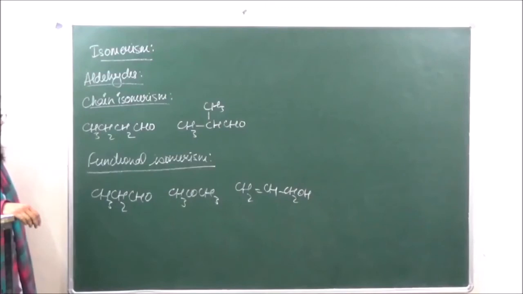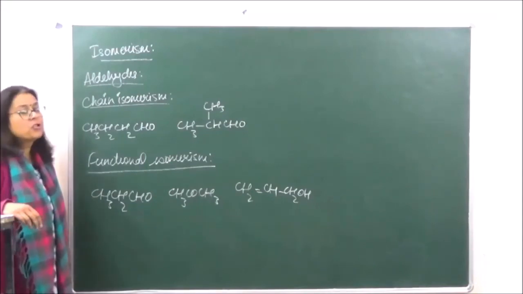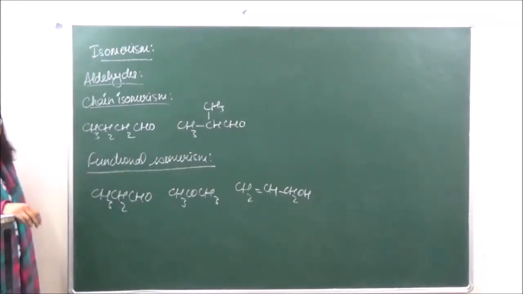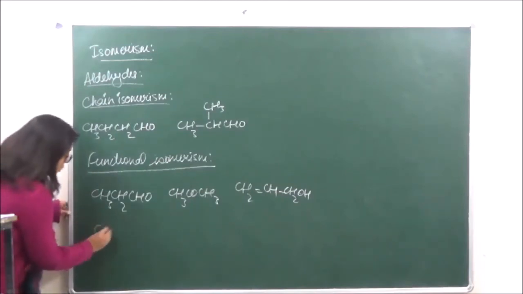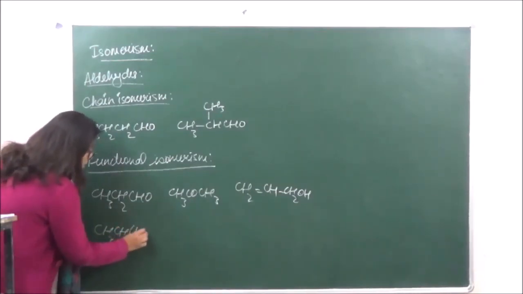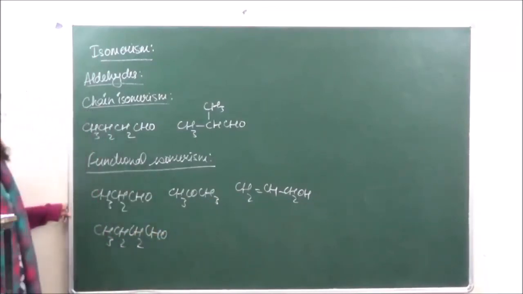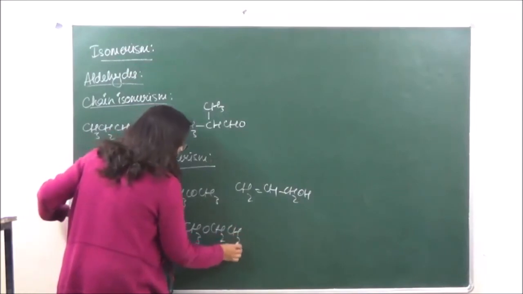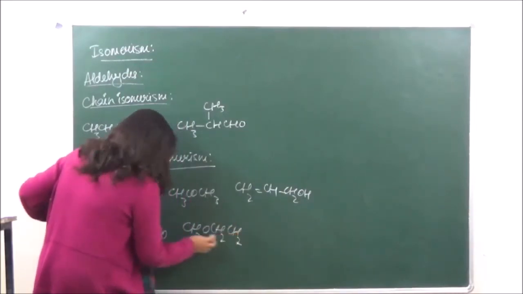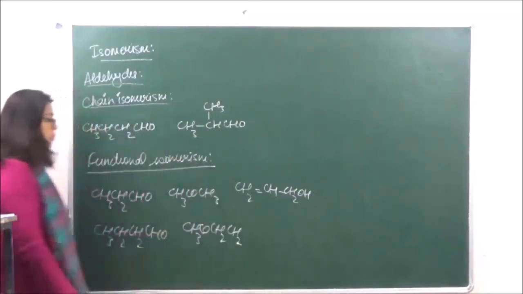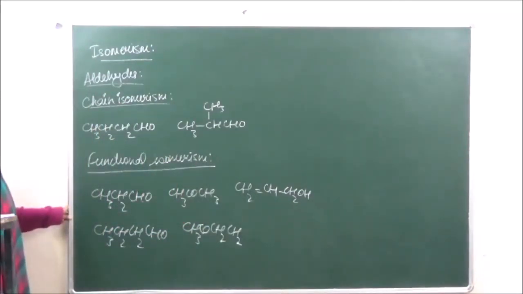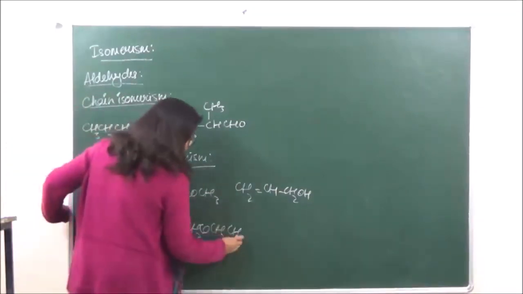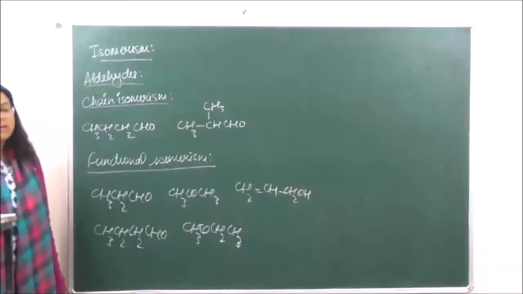So all these three are functional isomers of each other. If you look at the molecular formula, you will see that all these three have the same molecular formula, but the functional group is different. Okay? Then after that we are taking another example. We are taking butanal. This is butanal, and its isomer is going to be butanone, CH3, COCH2, CH3. This is going to be the functional isomer.